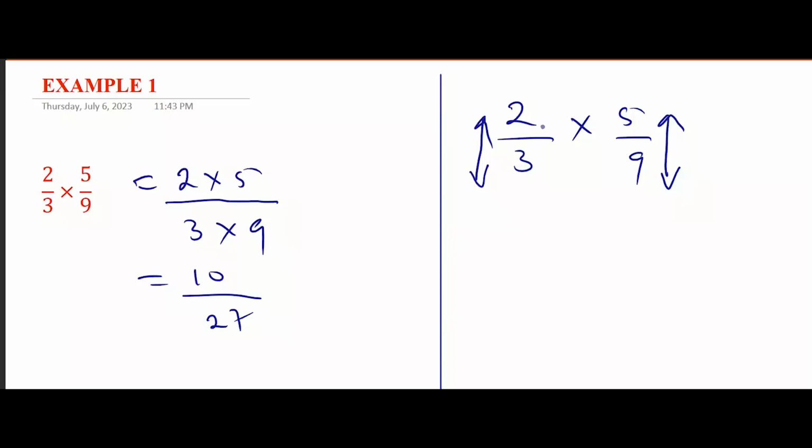And you can also check diagonally. Okay, like, is there a number that can go in 2 and 9? You check if it is possible. And the second diagonal line, is there a number that can go in 3 and 5? So if there is a number that can go in these directions, then you reduce the fractions before you multiply the numerator by the denominator. So this is just to simplify the fractions to avoid a big product. Okay, so that is the essence of using this method.